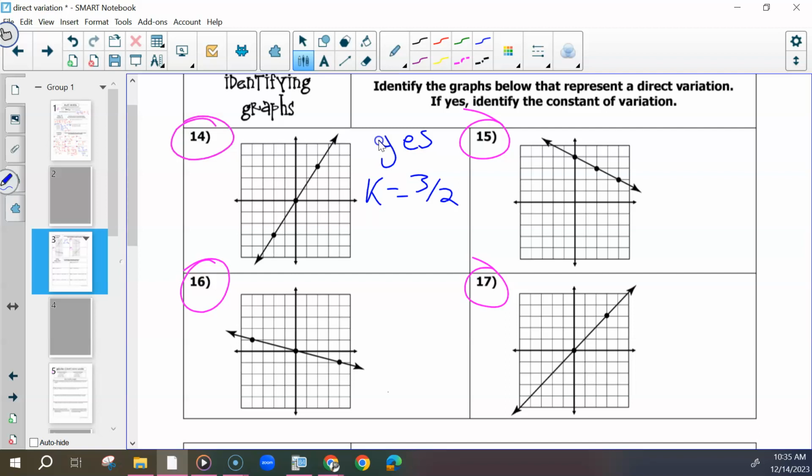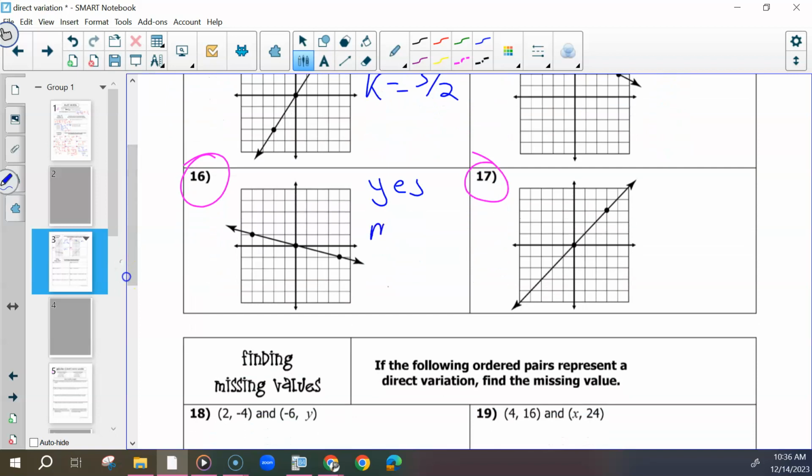What about 15? Why not? The y-intercept is not 0. 16? Yes. What is your k value? -1/4, yes. 17? Yes. And then what's your k value? What number did you say? 1. If you put 3 over 3, simplify that to be 1.